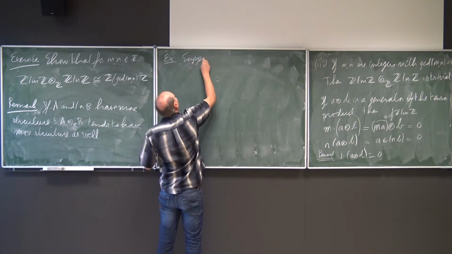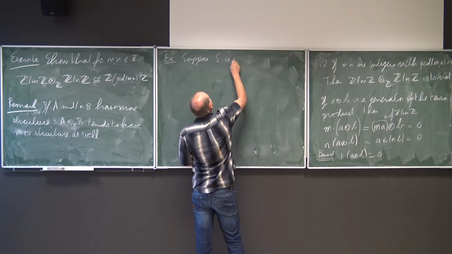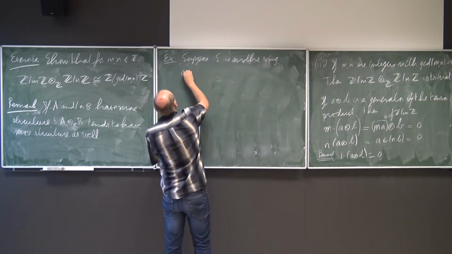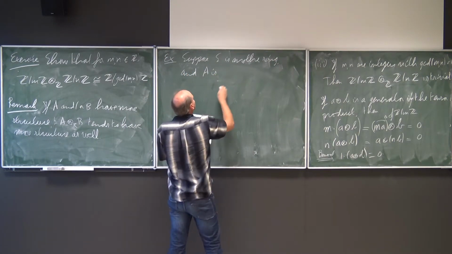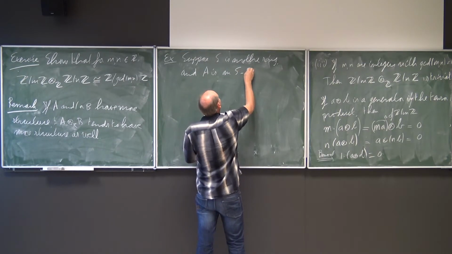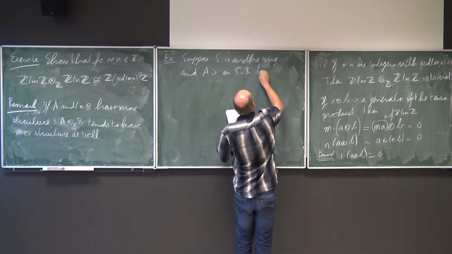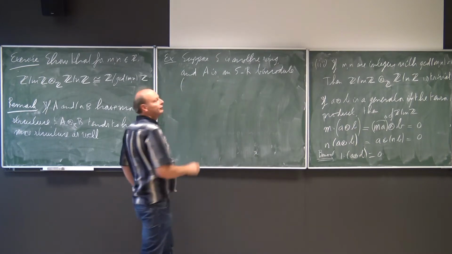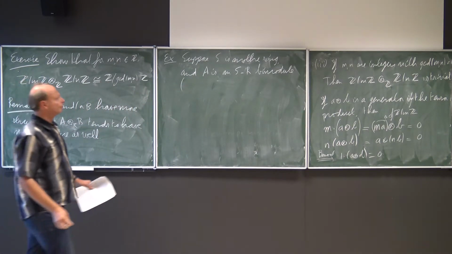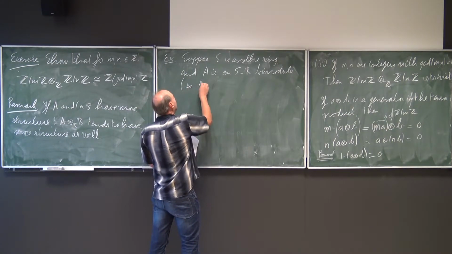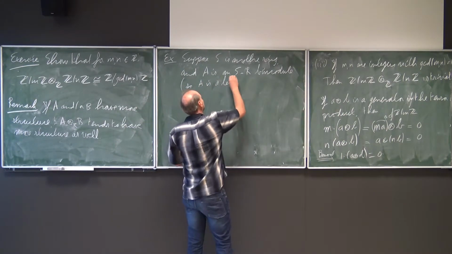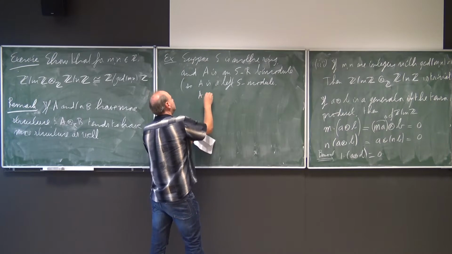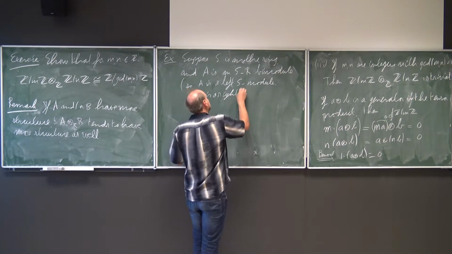Suppose that S is now a ring, and A is what is called an S-R bimodule. So this is not defined, but let me just say what I mean by this. That is, A is a left S module, and A is a right R module.